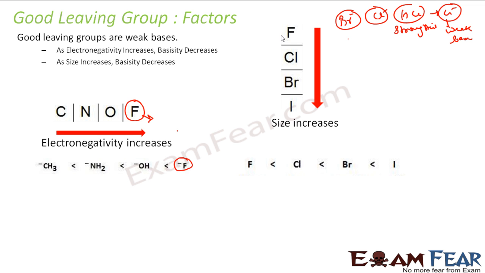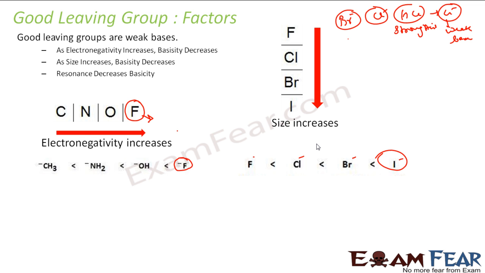As the size increases, again the basicity decreases. So if you go down the group, the size increases. Right? So I minus is the best leaving group. Br minus is again better. Cl minus is okay. F minus is the worst when you compare these four. So the weakest base means the best leaving group.